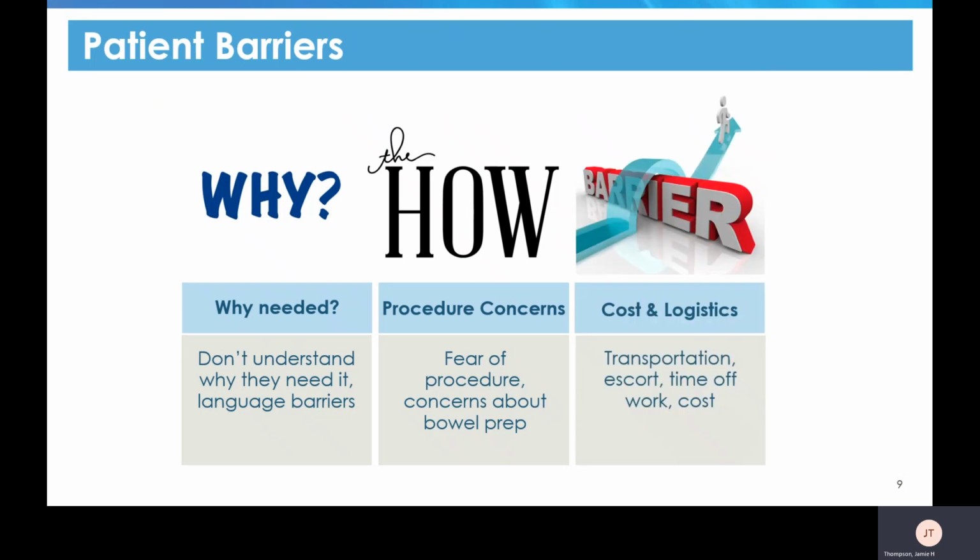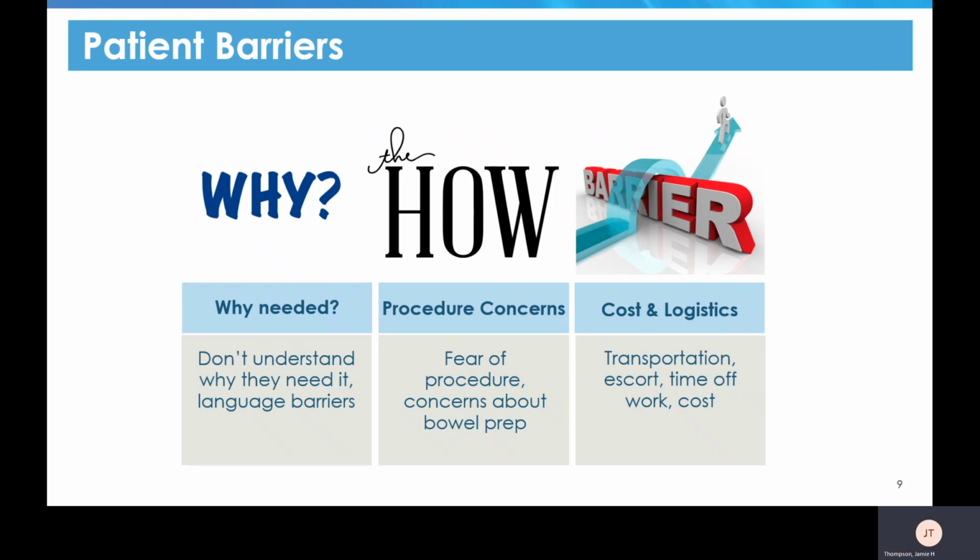Third, cost and logistics are another barrier. Transportation challenges: GI offices may have limited transportation resources to share with patients. Patients often misunderstand the need for transportation to and from the procedure, or they may lack the ability to secure transportation. There are also escort challenges. GI offices have strict escort policies and limited escort resources to share with patients. Patients often do not understand that they will need an escort for several hours post-procedure. Otherwise, their colonoscopy could be canceled.